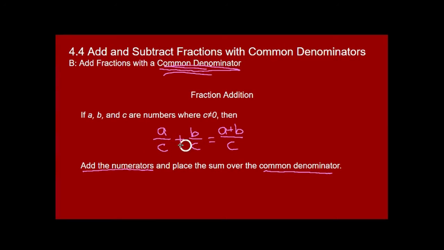So you do not change what's on the bottom of the fraction. C is on the bottom here, C is on the bottom here, C is still on the bottom here. Okay, you do not add the denominators together, you leave them the same. Okay, that's very, very important. So let's do an example together.